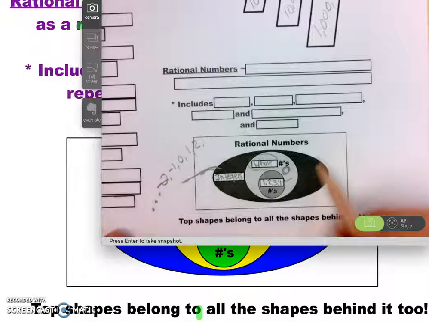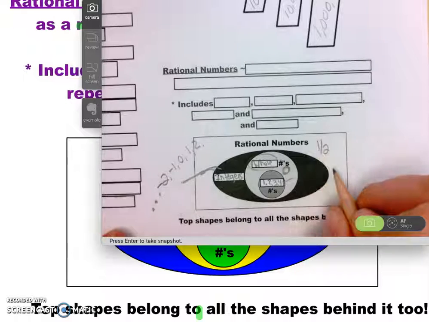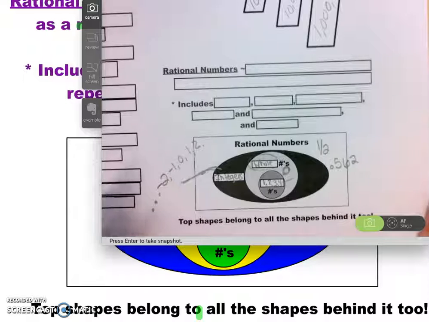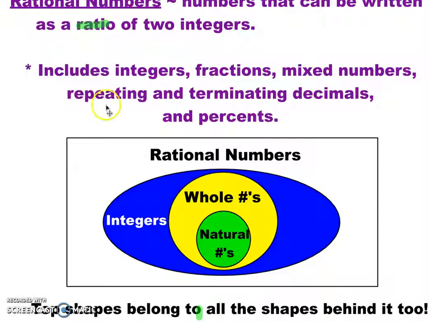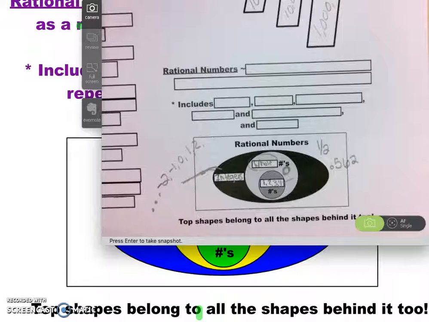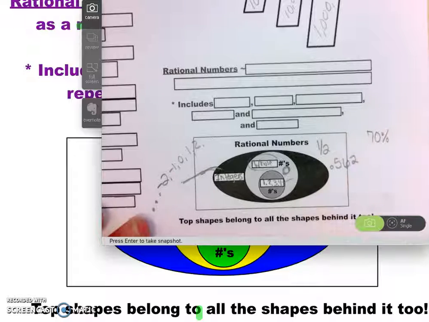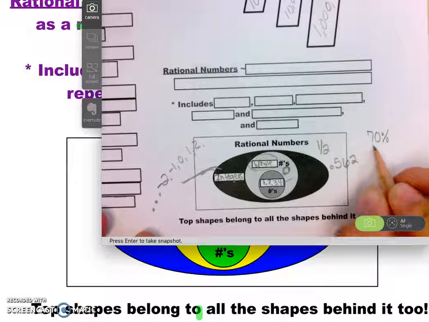And then rational numbers, these are all rational numbers, but they also include those decimals and those fractions. So 1/2 or 0.562. That's a terminating decimal. That goes in there. It also includes repeating and terminating decimals and percents. So if I'm going to put that in there, if I think about 70%, 70% is out of 100. If you think about that, 70% is not a whole number.